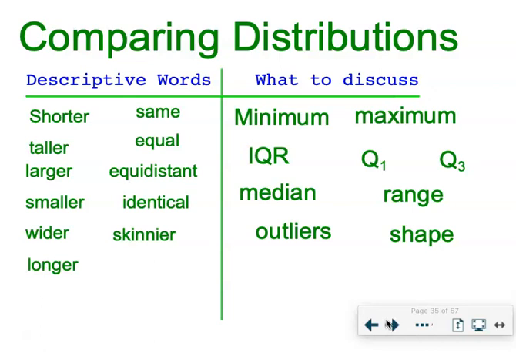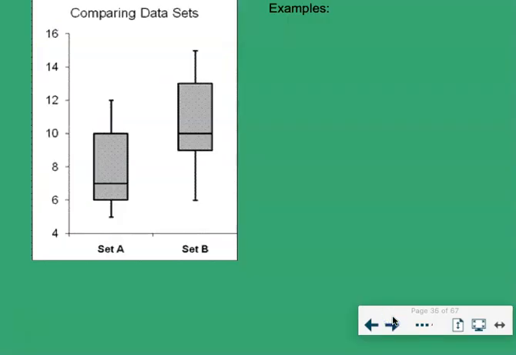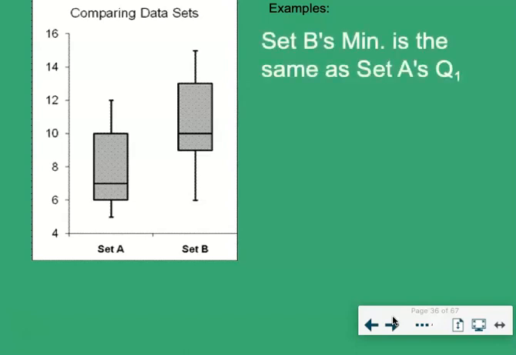Okay, let me give you an example. Feel free to pause the video right here if you're still writing those words down. Okay, an example, here's 2 data sets. We don't know what they are because the title isn't very good. But we have a set A and a set B. There's no limit to the things you could say that are true about this. Here's an example. Set B's minimum is the same as set A's Q1. So set B's minimum is right here.